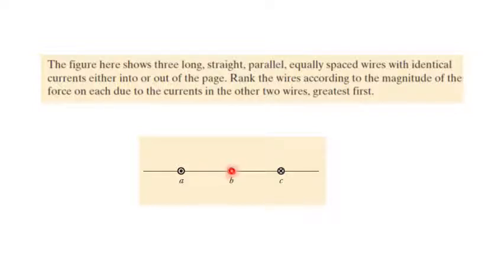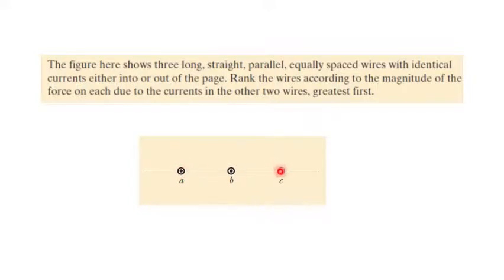In the case of the wire B, the force from A to B will be attraction and proportional to 1 over D. And the force from C to B will be repulsion, and it is proportional to 1 over D. So effectively, the force from the wire A and the force from the wire C add together in the same direction at the wire B, and both of them are proportional to 1 over D. So now the force at B is greater than the force at A.